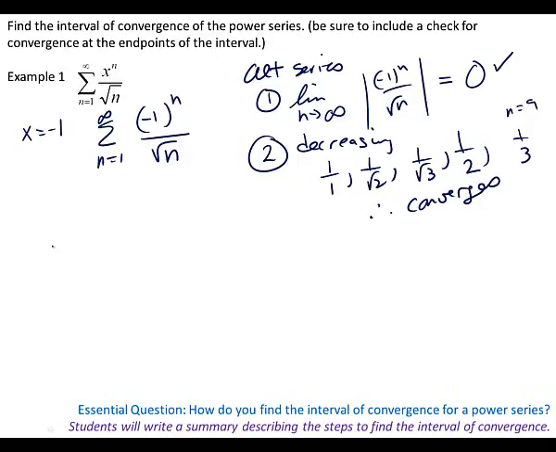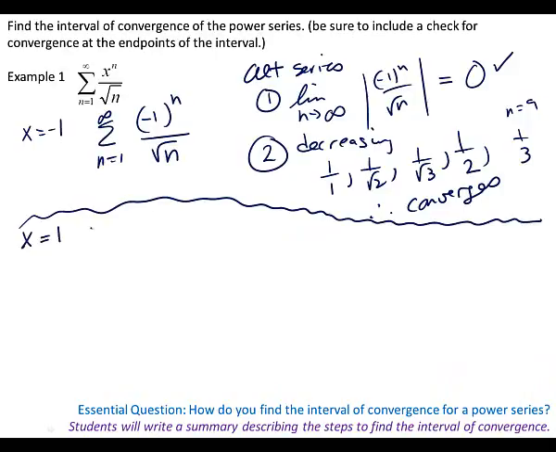Okay, so we'll write it out a little bit differently in a second for our interval. Now I've got to test my other endpoint. So I'm going to test x equal to 1. So I'm putting in n equals 1 to infinity, and I'm putting in a positive 1.